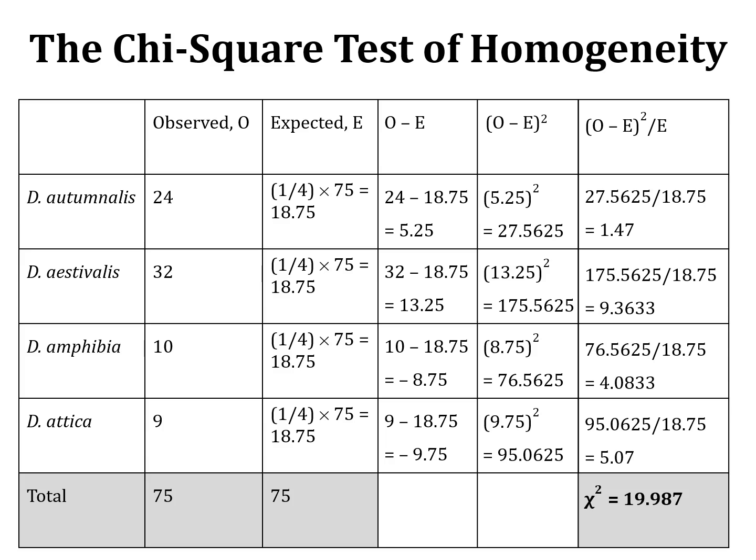So we calculate that for every class. For Dixella aestivalis, the square of the difference divided by the expected frequency is 9.3633. For Dixella amphibia, it is 4.0833, and for Dixella erica, it is 5.07. And now we have to take the sum of these values: 1.47 plus 9.3633 plus 4.0833 plus 5.07, and our sum is 19.987. So this is the value of our chi-square. This is our calculated value.